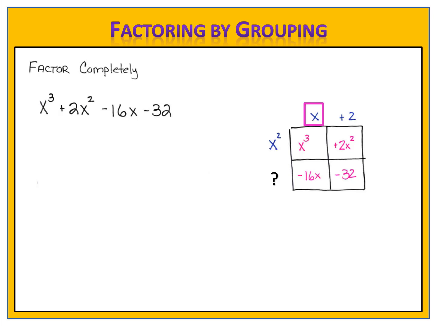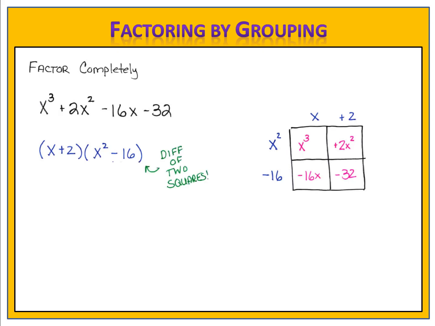What times x equals -16x? Negative 16. And finally, we can check: negative 16 times positive 2 equals negative 32. It looks like we're on the right track. Now we have our two factors, x + 2 and x^2 - 16.